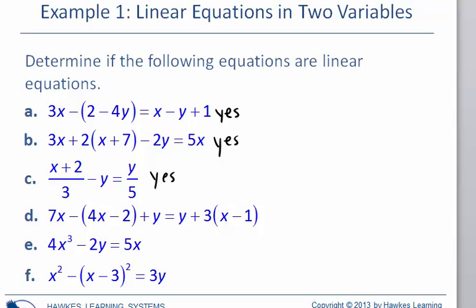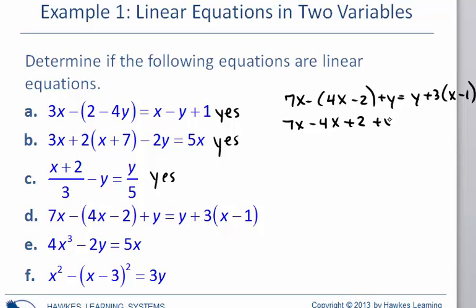Okay, let's look at part D. Part D has 7x minus, and the quantity in parentheses 4x - 2 + y, is equal to y + 3 times the quantity x - 1. So again, let's distribute first so that we deal with the parentheses. We're going to distribute this negative, so 7x - 4x + 2 + y. On the other side, y plus, and we're going to distribute the 3. 3x - 3.